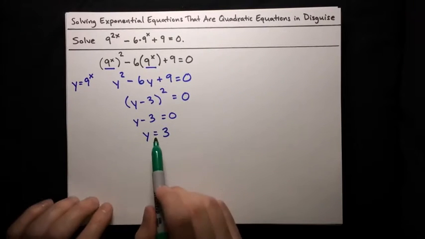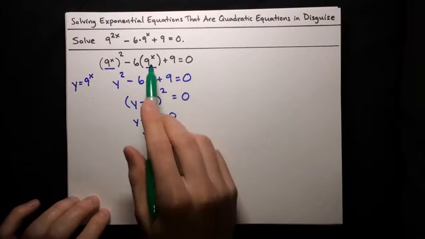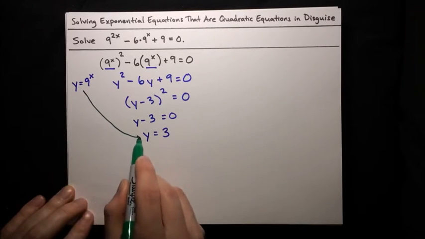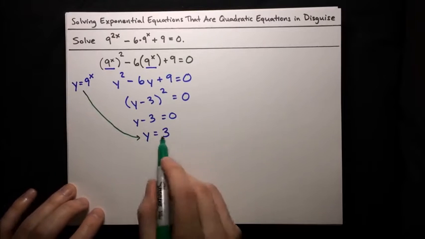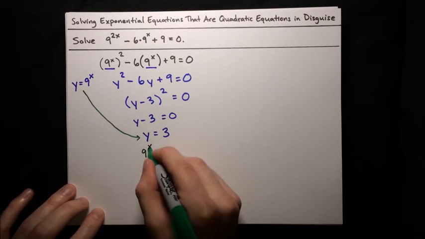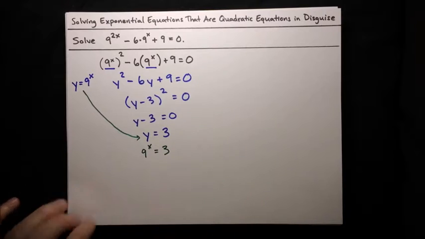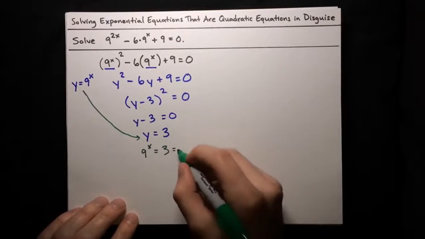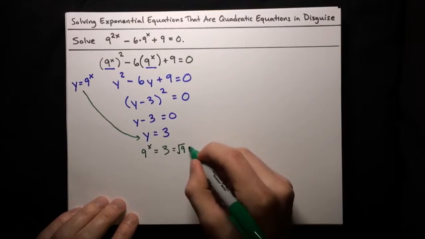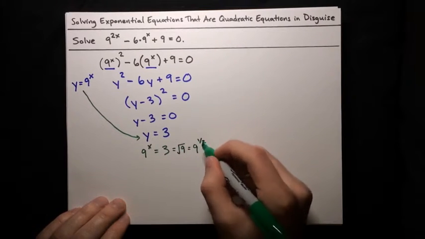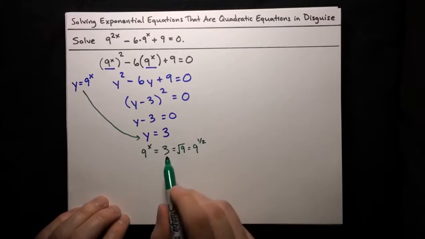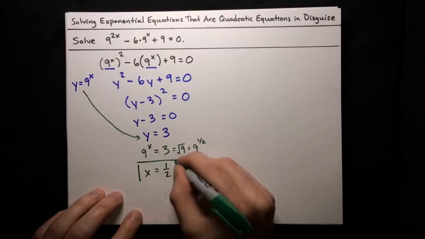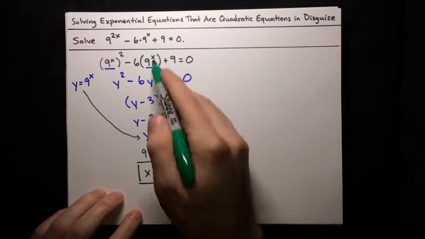Okay, so there's our solution for y, but we want to solve for x, so why don't we substitute in what we said was y here. y is 9 to the x, and we'll substitute that in for this y here, and we'll get 9 to the x is equal to 3. And notice that 3 is just the square root of 9, so we can write the right-hand side as square root 9, or just 9 to the 1/2, and that makes it pretty clear what x is. x is just a half. There we go. x equals a half, and that is the solution to our exponential equation.